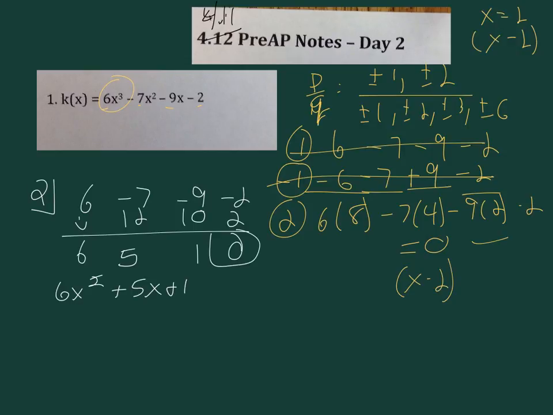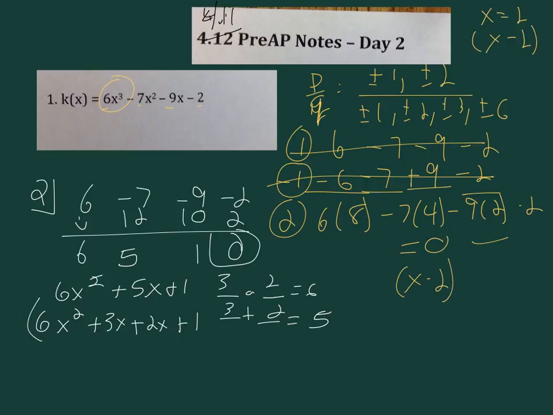So multiply a and c, 6 times 1 is 6. So I need two numbers that are going to multiply to give me 6, but are going to add to give me 5. And those two numbers are 3 and 2. Now, you would want to use grouping on this because you do have a coefficient of 6 in front of the x squared. So we'll expand this into 6x squared plus 3x plus 2x plus 1.